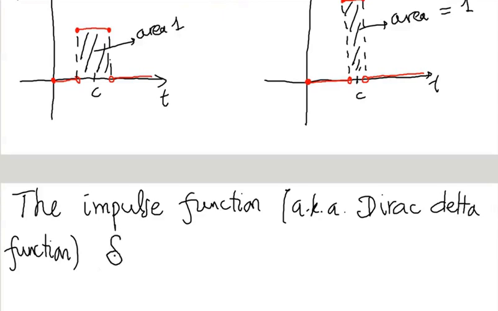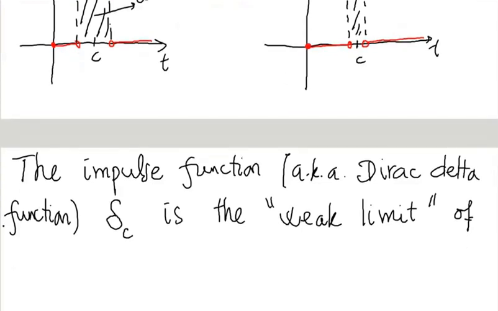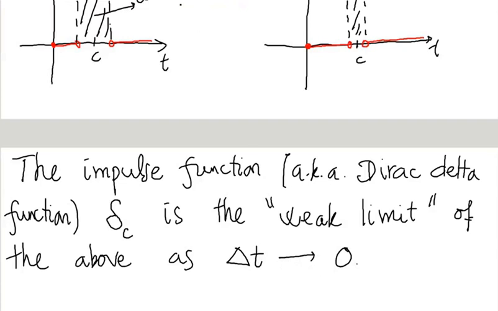Denoted by delta sub c here. This is the impulse function at c, defined to be the so-called weak limit of the above process as delta t goes to 0. Now you haven't seen the notion of weak limit, and we won't discuss much about weak limit.